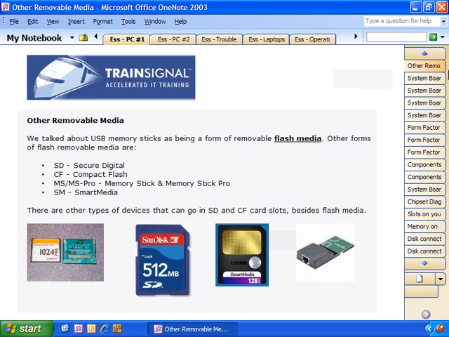All right, now let's talk about some forms of other removable media. So we've been talking a lot about removable media. We talked about USB memory sticks as being a form of removable flash media. Now, some other forms of removable flash media that are in different form factors are SD, or secure digital, CF, compact flash, MS, or MS Pro, which is memory stick or memory stick pro, and then SM, smart media. There are other types of devices that can go into SD and CF card slots besides just flash media or storage.